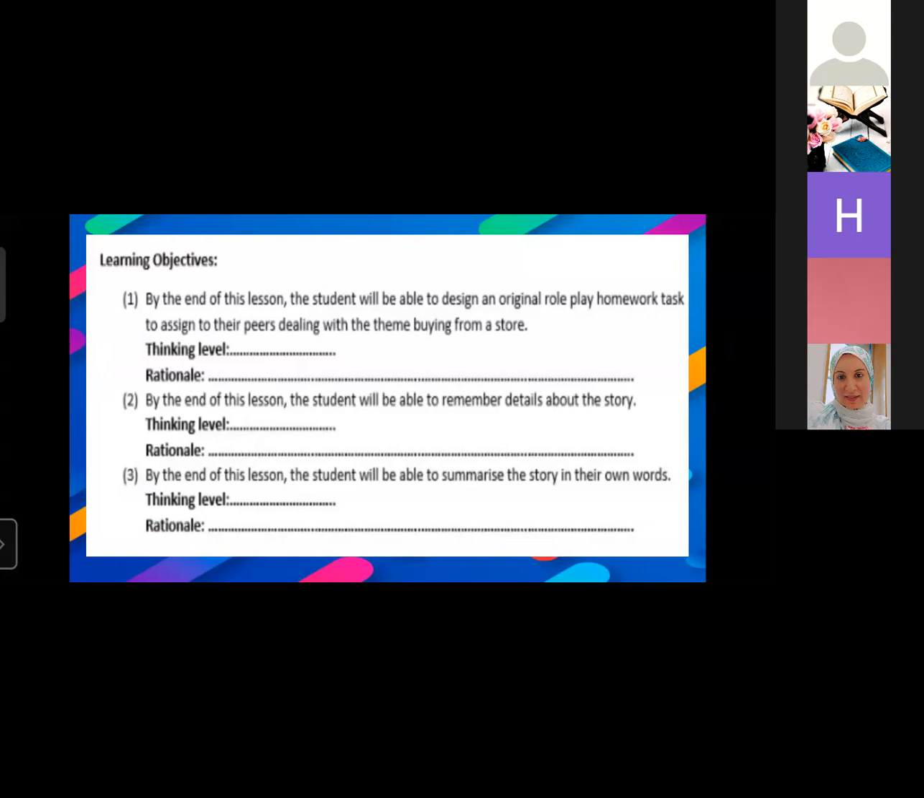Okay, so I'll read the objective and Noha will choose. Raise your hand, please, if you want to share. Tell me what thinking skill it is and the rationale why. Okay, so by the end of this lesson, the students will be able to design an original role play homework task to assign to their peers.